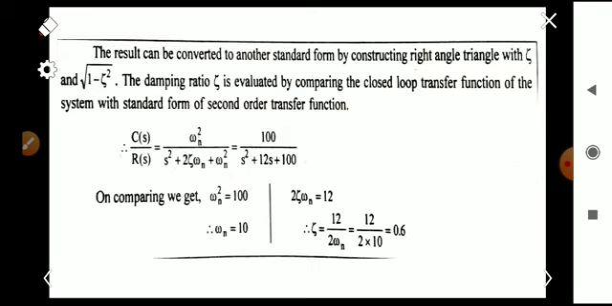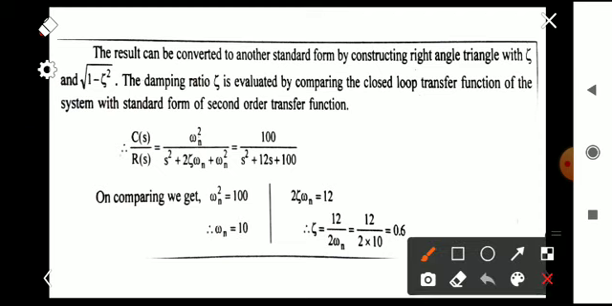After that, we are comparing with our standard second order transfer function for obtaining the values of theta and omega n. By comparing, we obtain omega n square equal to 100, so omega n will be 10. Sorry, a small mistake here: it is s square plus 2 theta omega n s plus omega n square. Comparing with our equation, 2 theta omega n will be 12, and from that we obtain theta as 0.6.